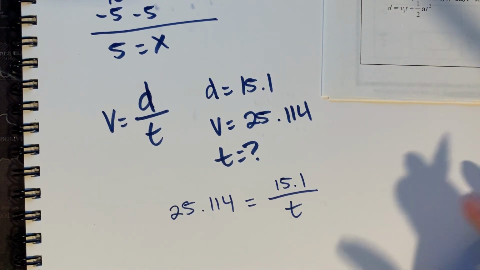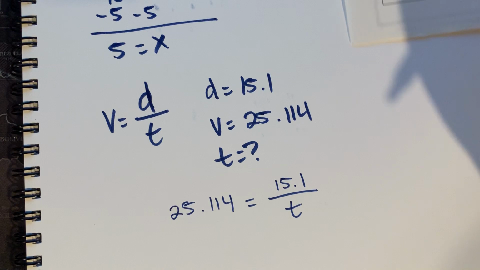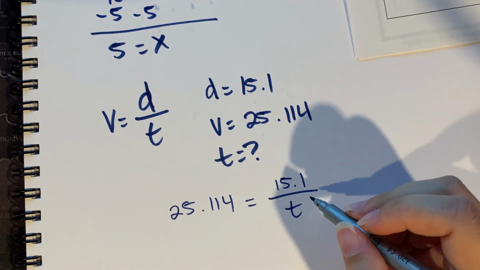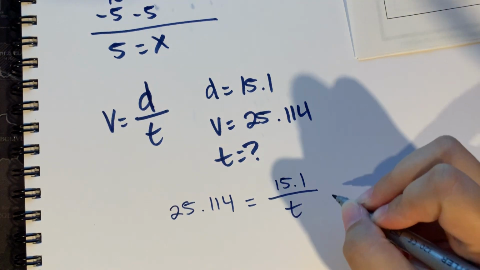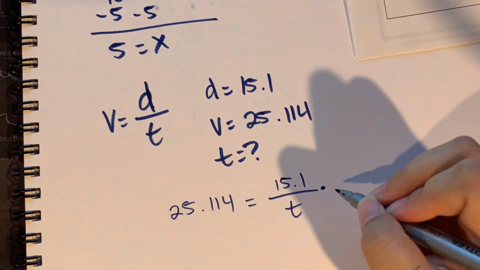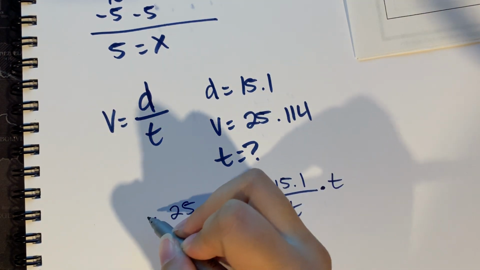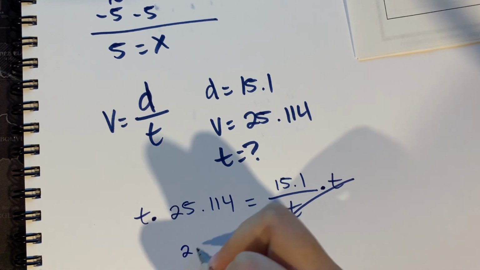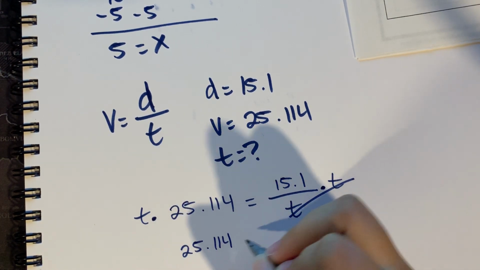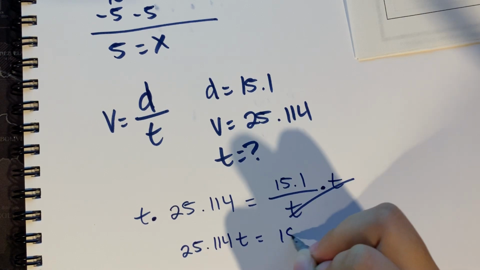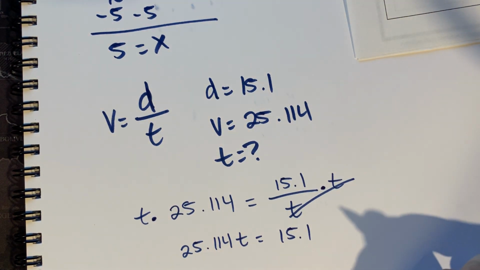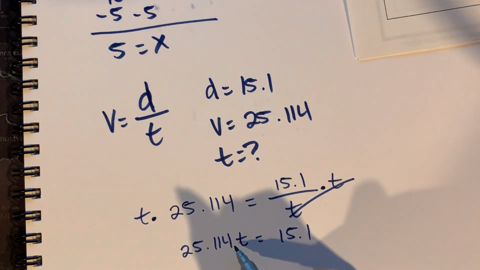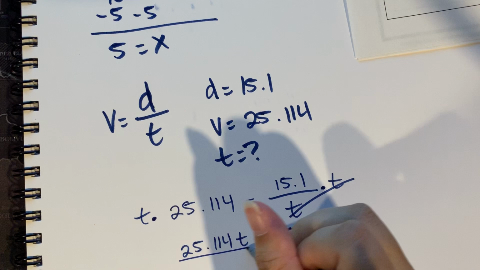Alright, so this is where our math skill is going to come in, because t is being divided. For us to get t by itself, you end up multiplying t to both sides. This is going to cancel out. Then you're left with 25.114 t is equal to 15.1. Now I'm going to continue to try to get t by itself. Because these two are being multiplied, all I have to do is divide.